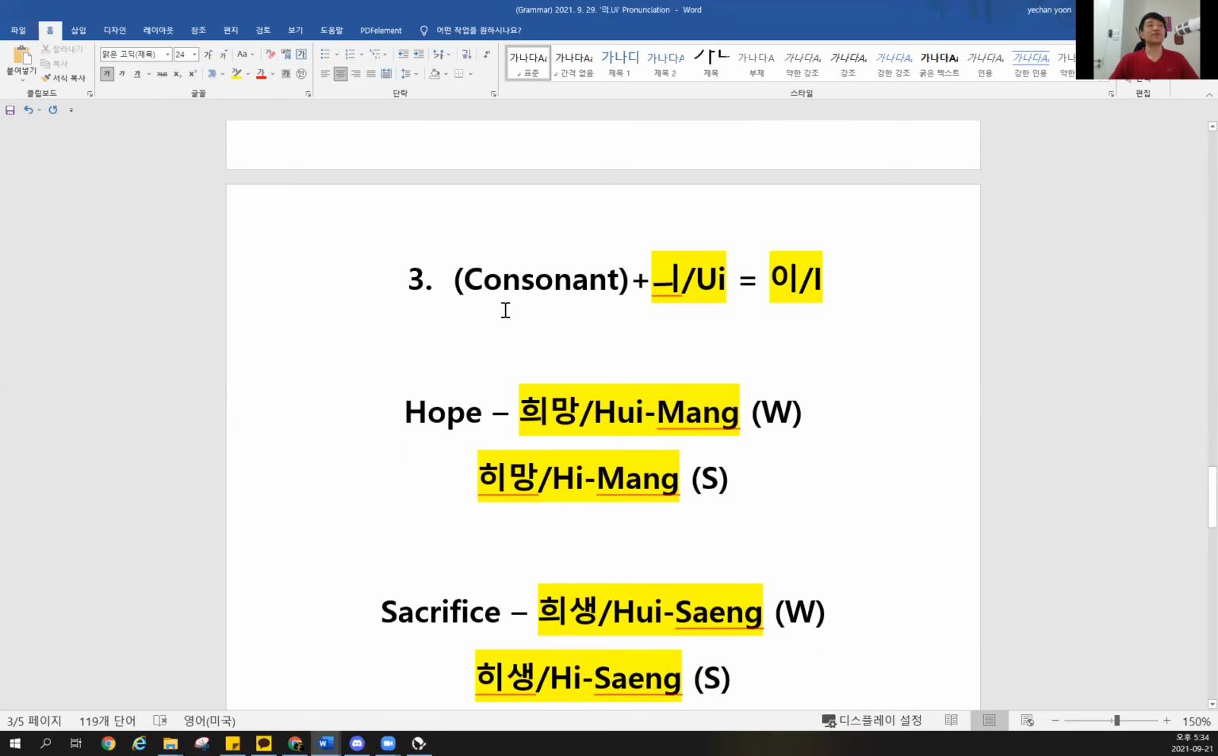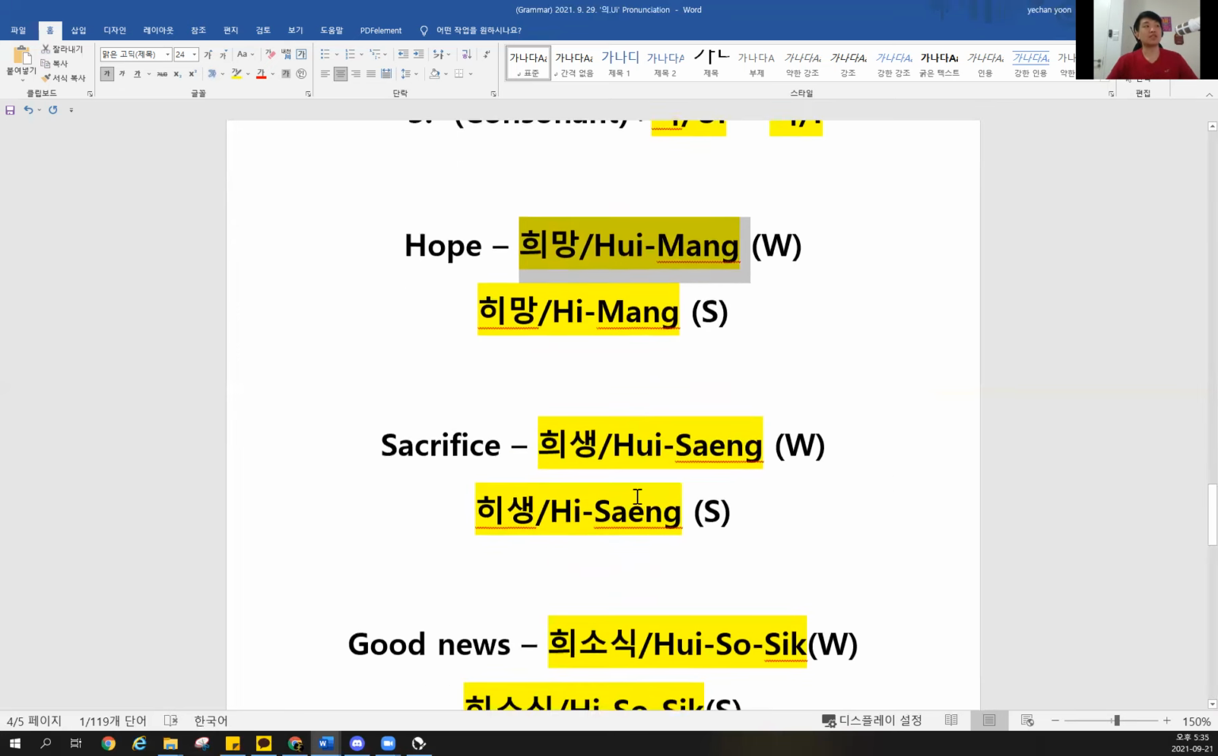If the consonant plus 의, that is going to be pronounced as 이. All right. So hope is going to be the Korean 희망. For the writing, it's going to be 희망. But for the pronunciation, it's going to be 희망. Okay. It's because it's pronounced as 이. So 희망. All right, next one, sacrifice.